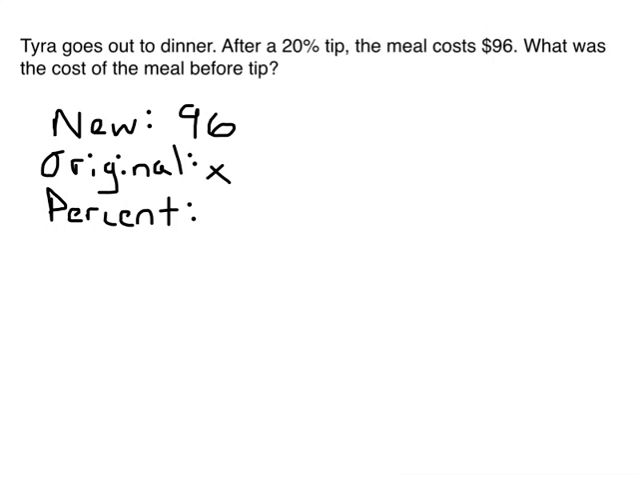Now I need to find the percent. How can I find the percent after a 20% tip? I need to add 100 plus 20. So what's the new percent? 100 plus 20 is 120. So the new percent is 120.